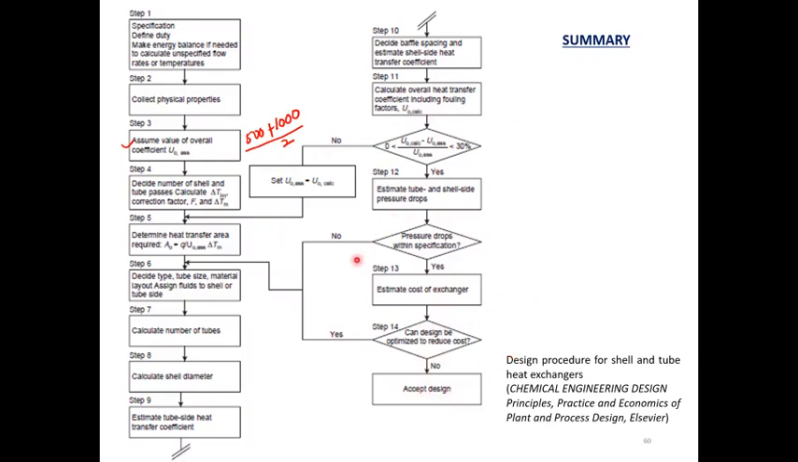So this is the summary of how we can perform the detailed design of a heat exchanger, specifically focusing on the shell and tube.